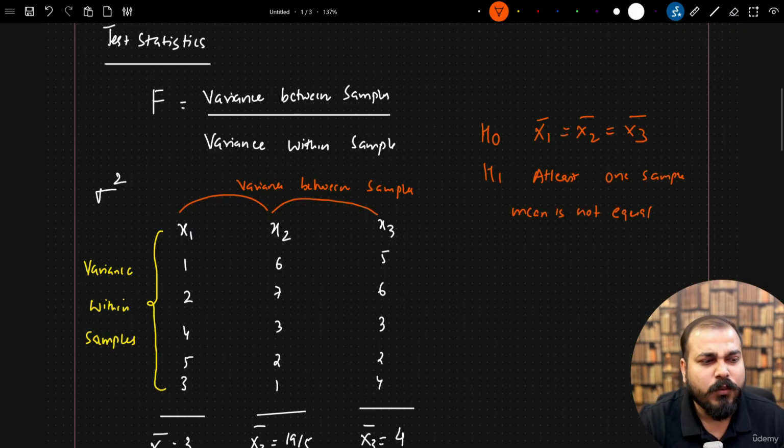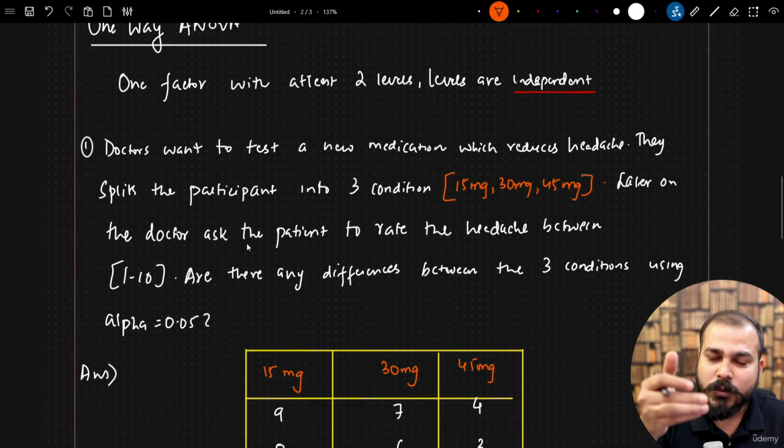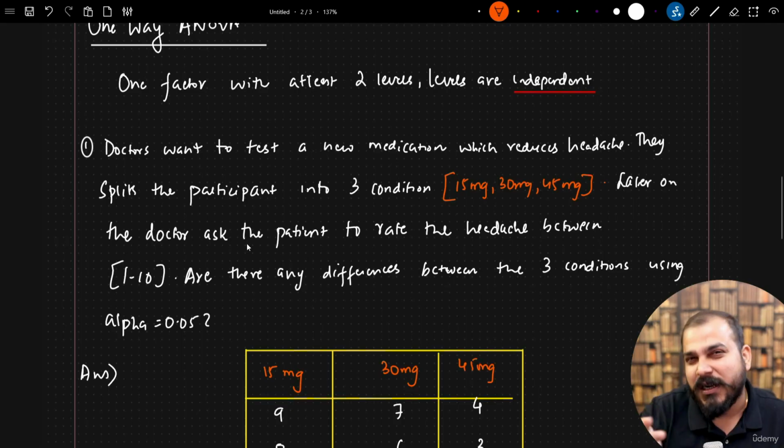Okay. Now I will show you one problem statement. When we say variance between samples and variance within samples, this is not a very simple step. There are multiple steps involved. We really need to calculate multiple things and then come to a conclusion. So I will show you one problem and we'll see it step by step. If you are stuck on something, I would suggest re-watching the video, then only you'll be able to understand.